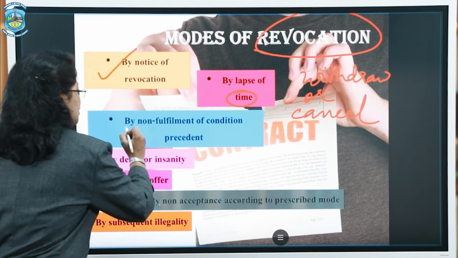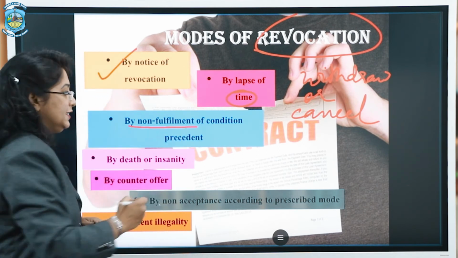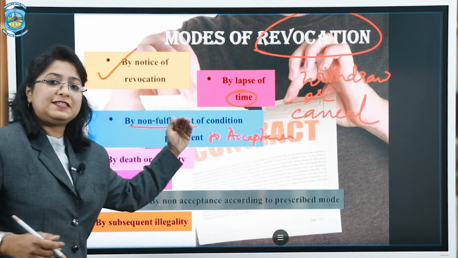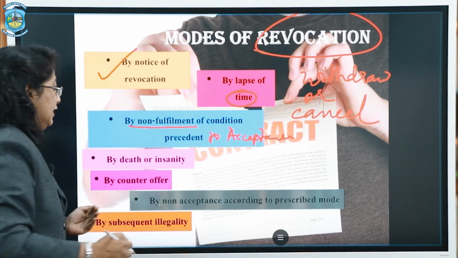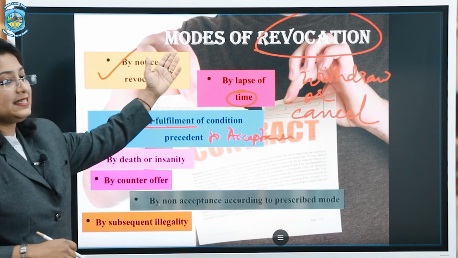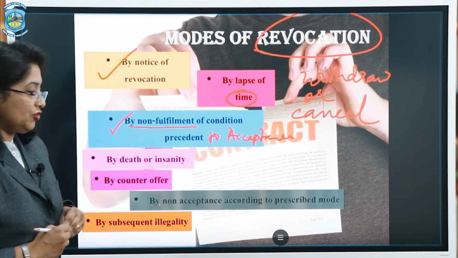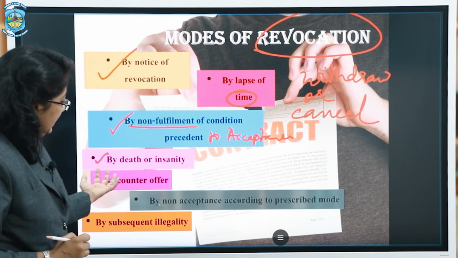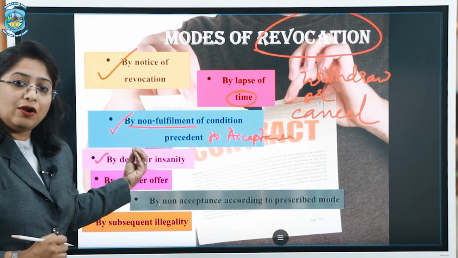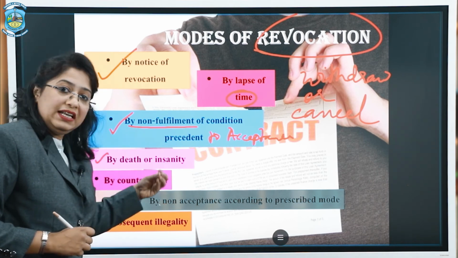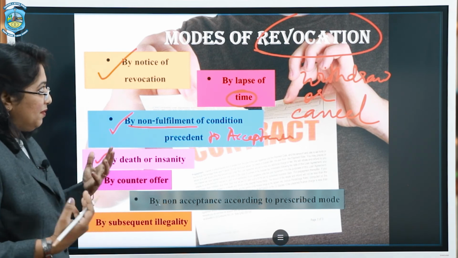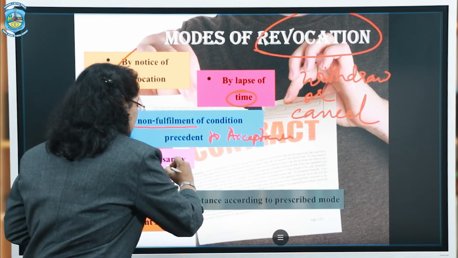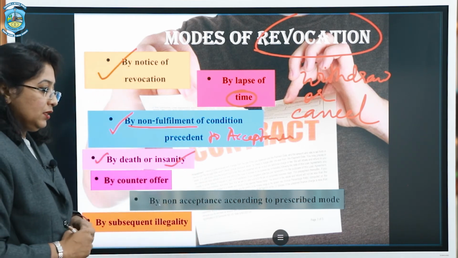The third mode of revocation is by non-fulfillment of condition precedent to acceptance. So, if the conditions precedent to acceptance is not fulfilled, then again we can say our acceptance can get revoked. Fourth is by death or insanity. Needless to say, death of an offerer or insanity of an offerer can help the acceptor to revoke the contract or offer.